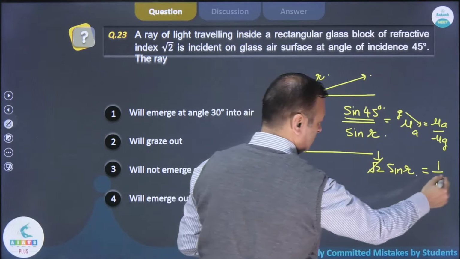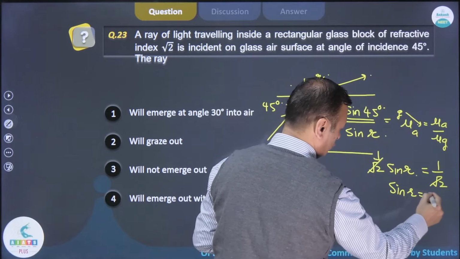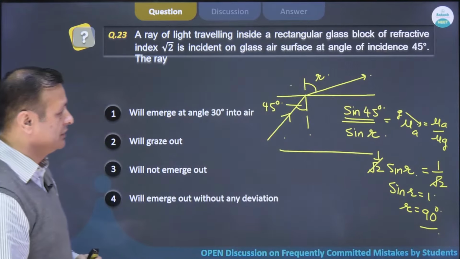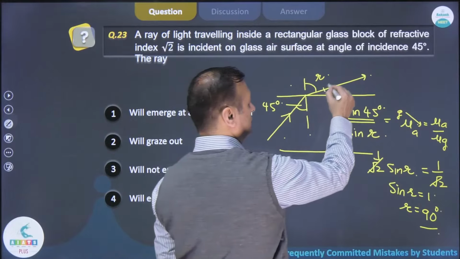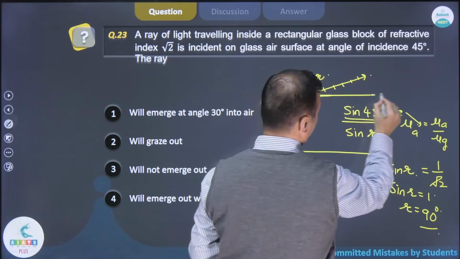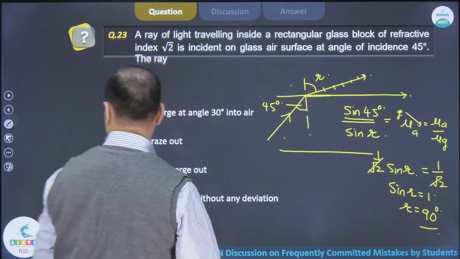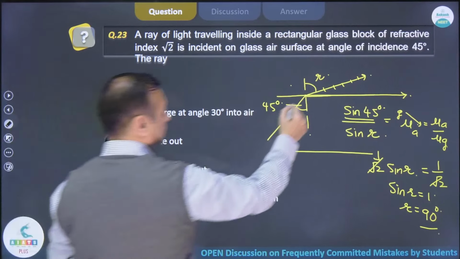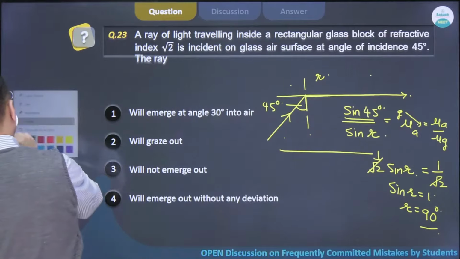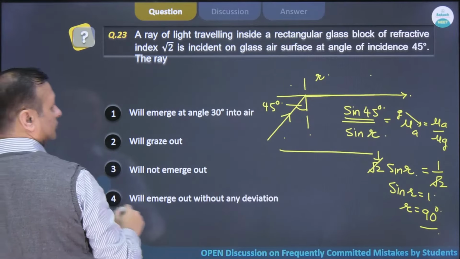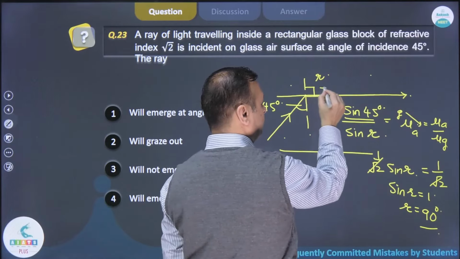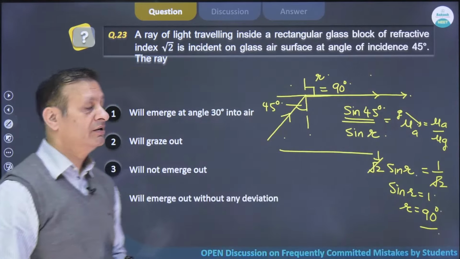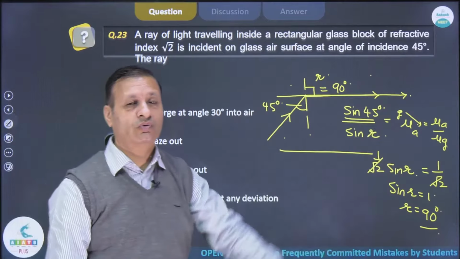So when you look at this, sine R comes out to be 1, or R comes out to be 90 degree. So it means instead of coming out at this angle, the angle of refraction is 90 degree. So if I just redraw this diagram, this is the angle of refraction, and that comes out to be 90 degrees. So this is your refracted ray, and that will just graze over the interface.